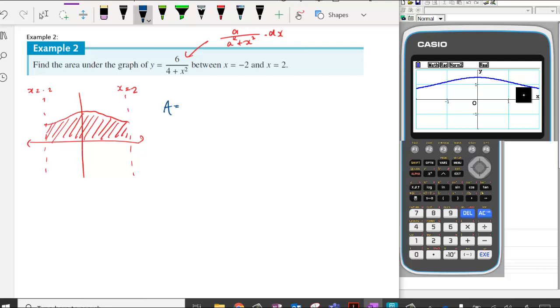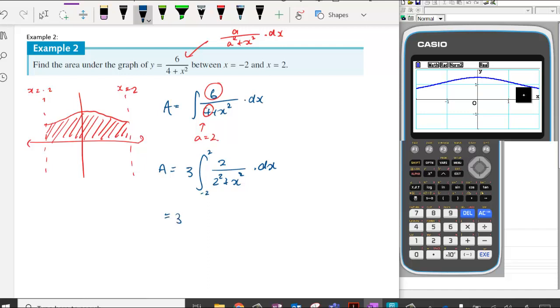So our area will be the integral of 6 over 4 plus x squared dx. Now hopefully here you can see that since this is a squared, a must be equal to 2, which means we need this up here to be 2 as well. So if we take a factor of 3 out in front, we end up with the area being 3 integral of 2 over 2 squared plus x squared with respect to x. And it's still between 2 and -2.